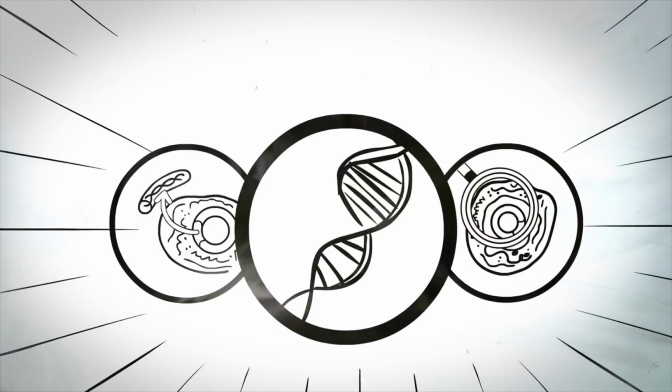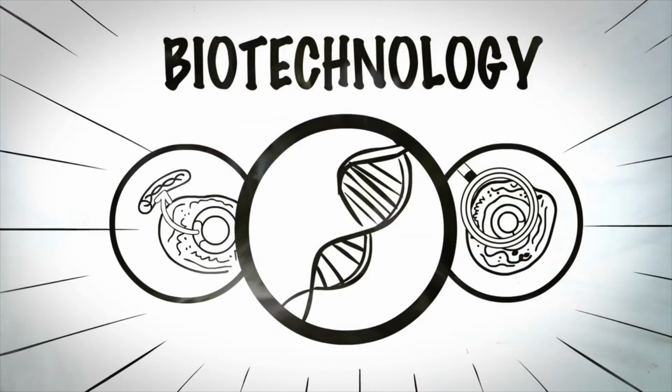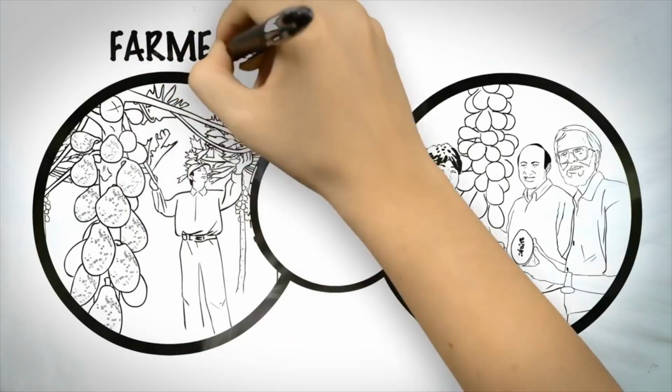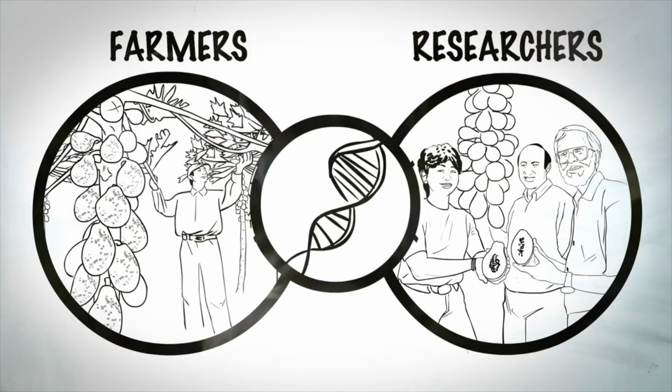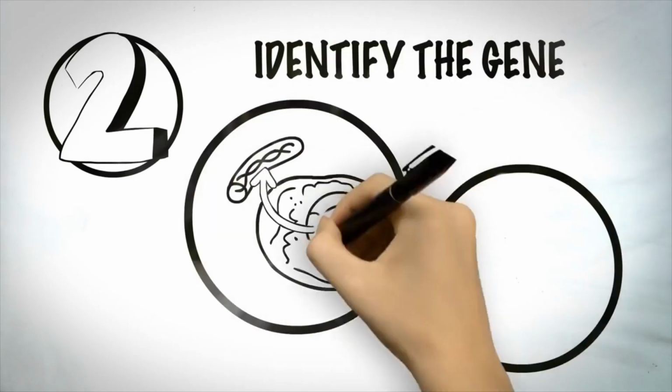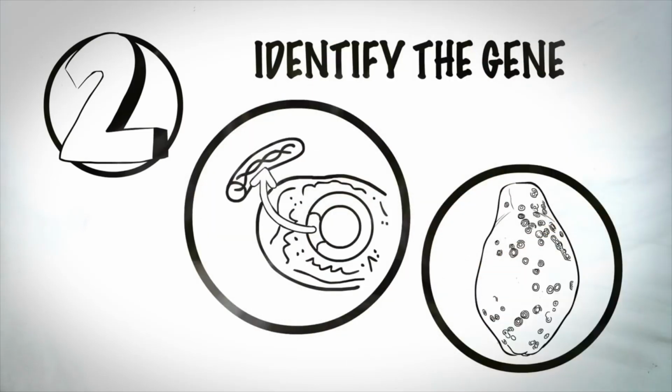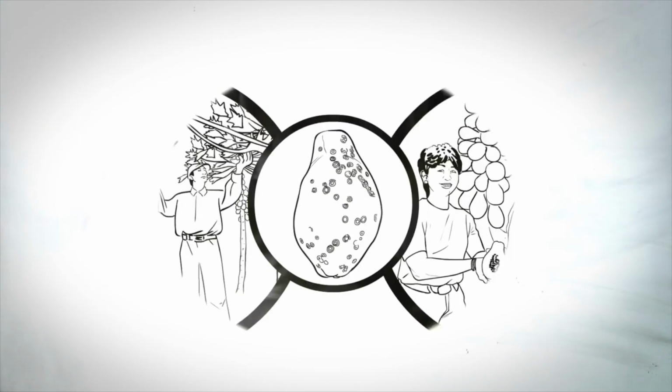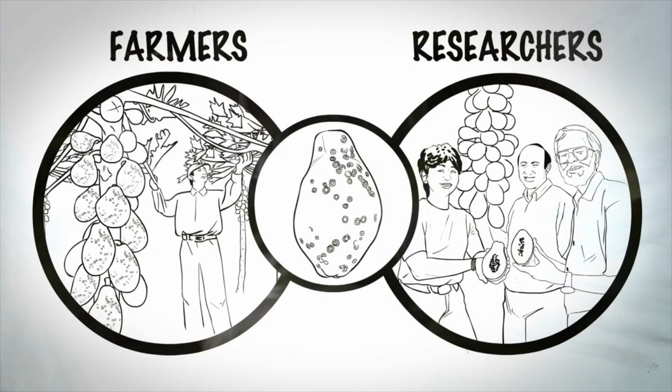A powerful new tool, biotechnology, was now available to fight back. Farmers and researchers turned to genetic engineering, beginning in 1985, for help. Step 2. Identify the gene or genetic material that could solve the problem, like providing resistance to the disease or pest, and study the genetic makeup of the plant that needs the trait. Researchers and farmers had to find a way to make the papaya plant resistant to the deadly virus.